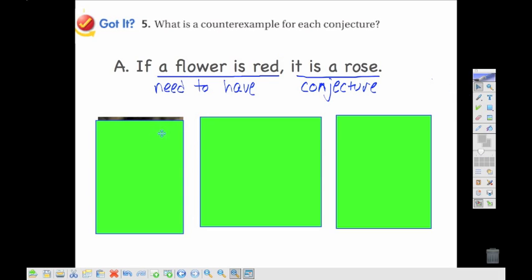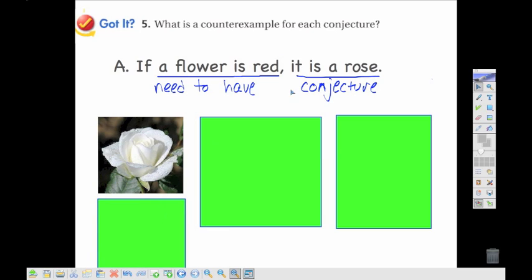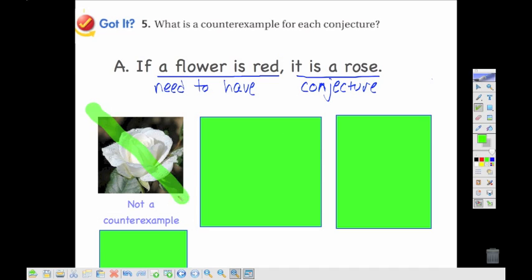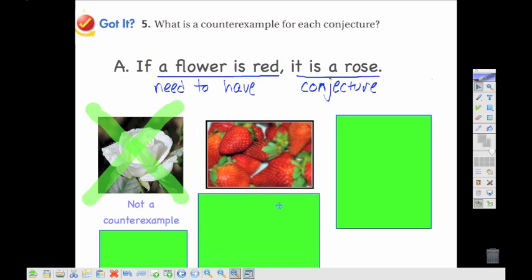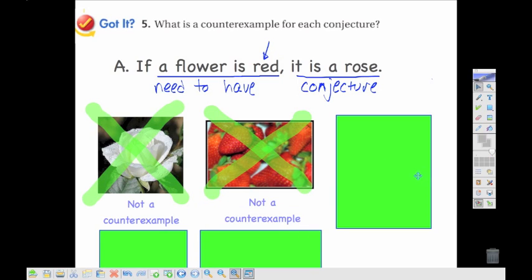So as we examine this, we might think of this picture. Well, here's a rose that's not red, but if we read it carefully, that's not what we need to have. We need to have a red flower, not a rose. So even though we have a white rose, this doesn't address the problem. This is not a counterexample. In the next one, I have some things that are red. Now sure, that helps with this part of it, but it doesn't completely fill what we need to have. And so this one also fails as a counterexample because it is not a flower.